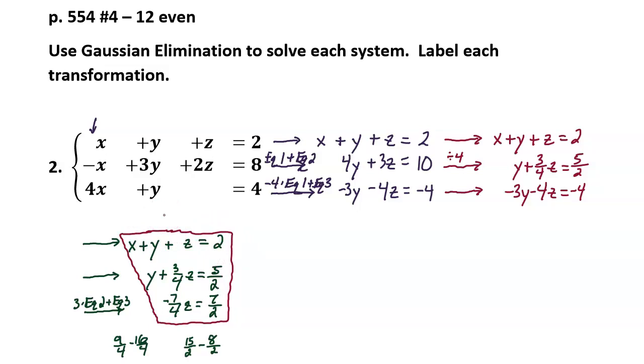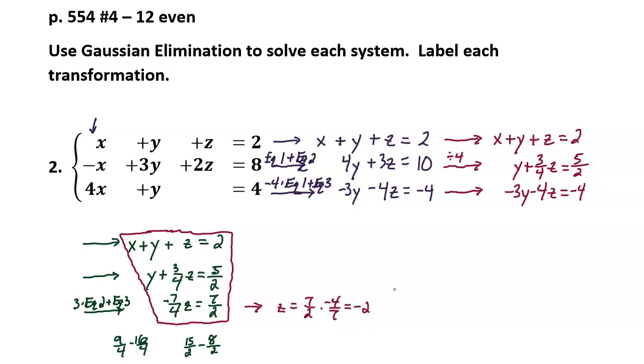Now we're not done. We haven't actually solved the system. We're going to solve this system by doing back substitution. Start with the third equation and solve it for z. So z will equal 7/2 times negative 4 over 7, which is negative 2.